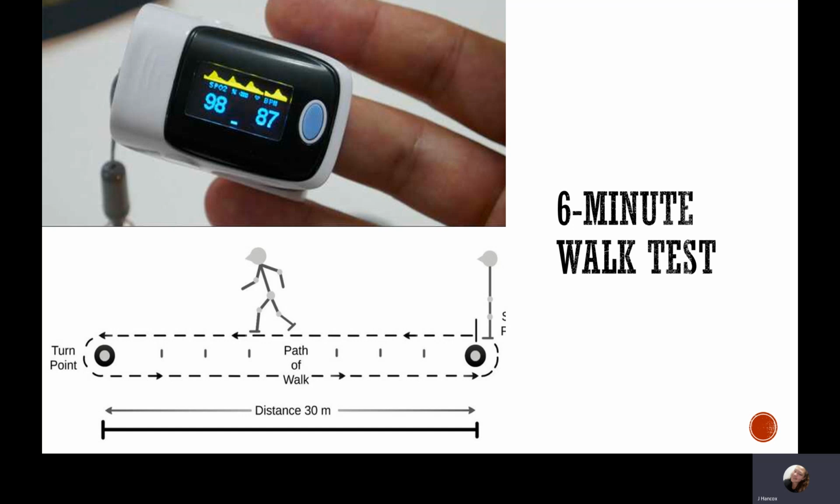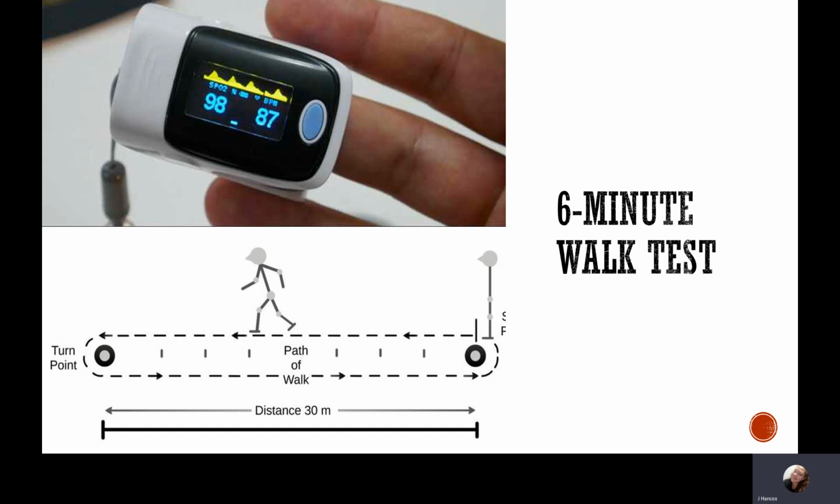You will then be asked the Borg scale, which is a scale from 1 to 10 that's supposed to analyze your dyspnea and your level of fatigue before walking for the 6 minutes and also afterwards. So we'll ask the patient on a scale from 1 to 10, how tired are you? How out of breath are you? 1 being not so tired, not so out of breath, and 10 being extremely tired or extremely out of breath. And then they can tell us how they are feeling personally.